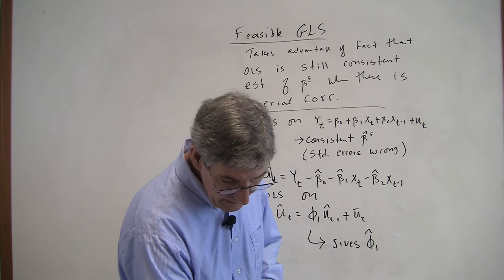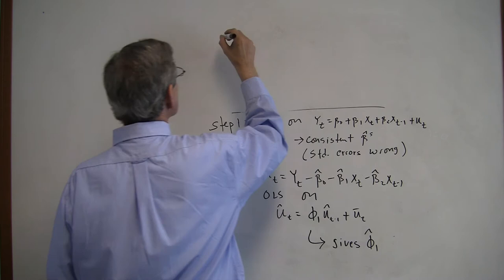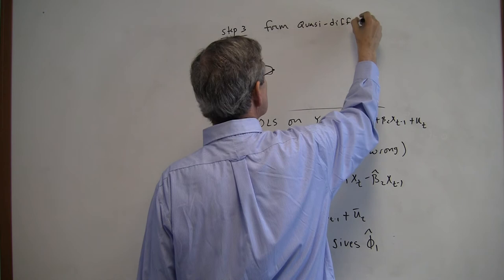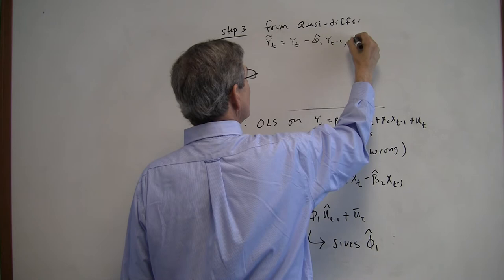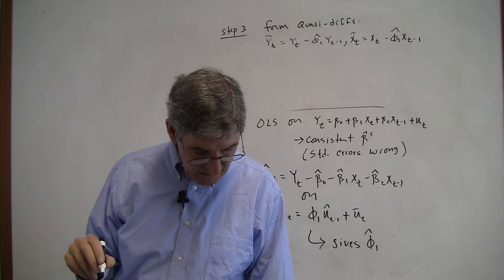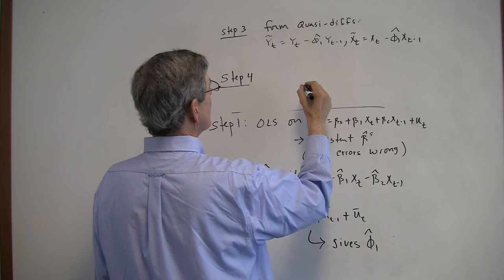From here on, it's just like we did before. So step three is to form the quasi-differences. So yt tilde will be yt minus phi 1 hat yt minus 1, and x tilde t will be xt minus phi 1 hat xt minus 1. Okay? And then finally, what do you think the last step is? Step four. Run the quasi-difference regression.